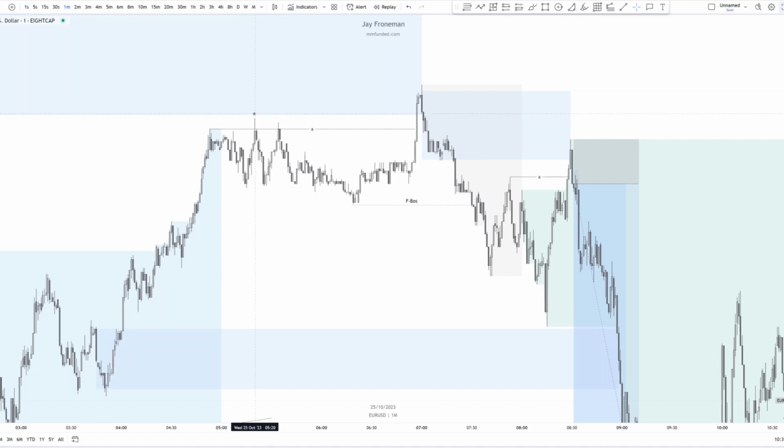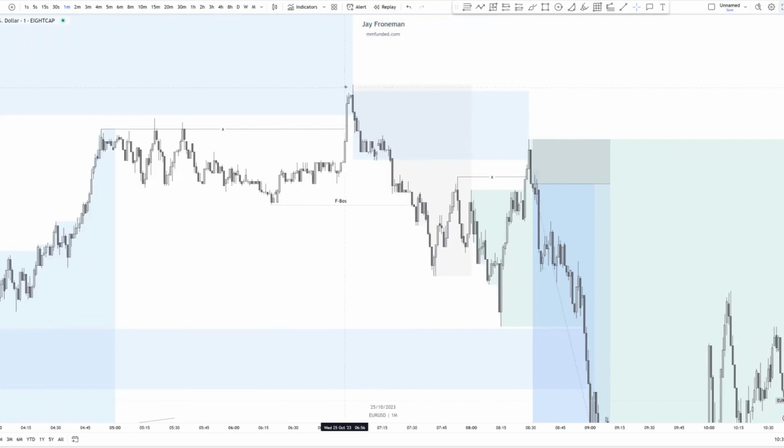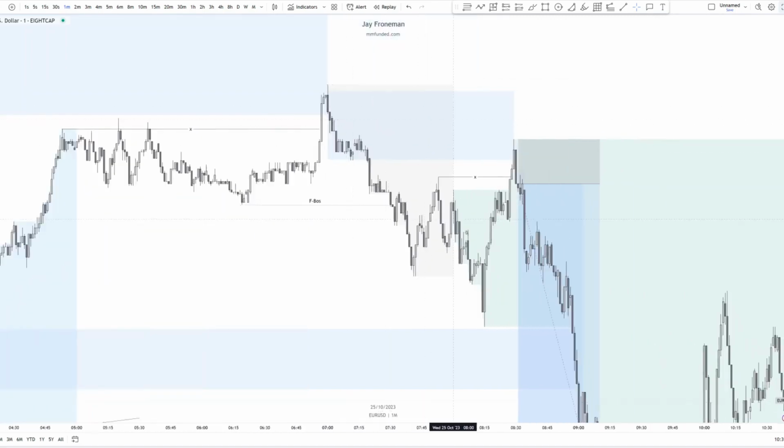However, I was still asleep. Most of us would have been asleep. And when I woke up this morning at about 7 o'clock to do my markup, we eventually mitigated that supply zone. I missed this move because this happened very early at about 10 to 7.